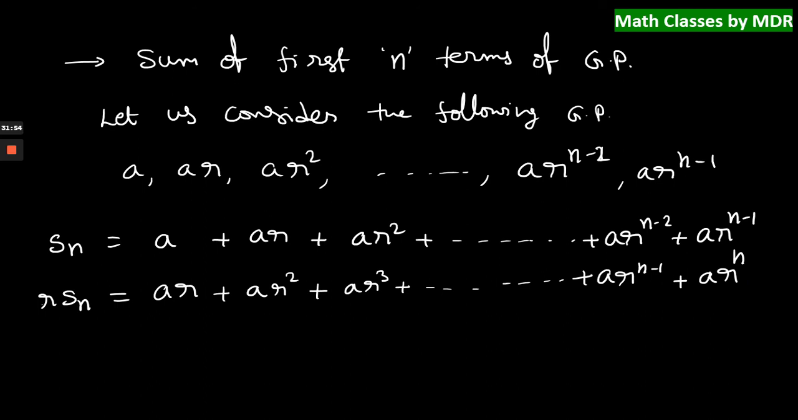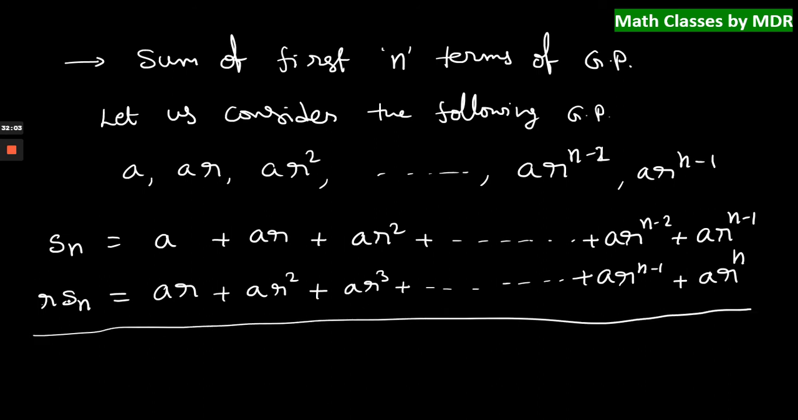So what I will do here is, let us subtract one equation from the other. When you subtract one from the other, what will happen? All positive terms will become negative. So now we subtract: Sn minus r Sn will be the left hand side. What about the right hand side? a minus ar plus ar minus ar square.